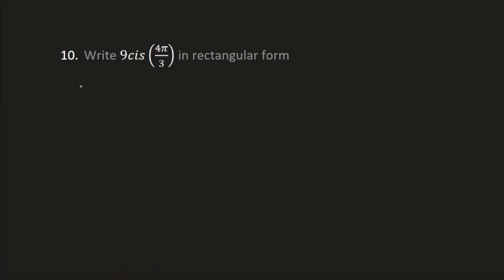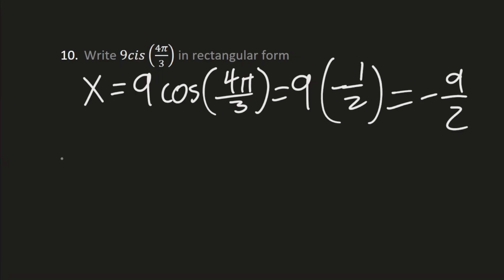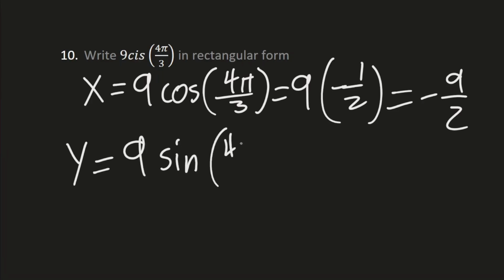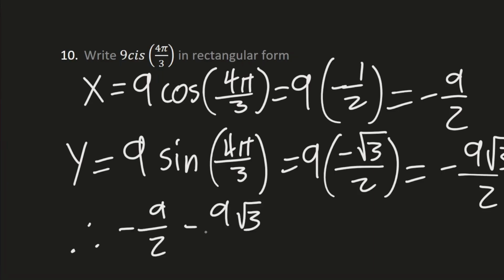For this question, our real part x is equal to 9 times the cosine of 4 pi over 3, and cosine of 4 pi over 3 is negative 1 over 2, and that evaluates to negative 9 over 2. For our imaginary part, y is equal to 9 times sine of 4 pi over 3. The sine of 4 pi over 3 is negative square root of 3 over 2, and that evaluates to negative 9 square root of 3 over 2. Therefore, we can write this as negative 9 over 2 minus 9 square root of 3 over 2i.